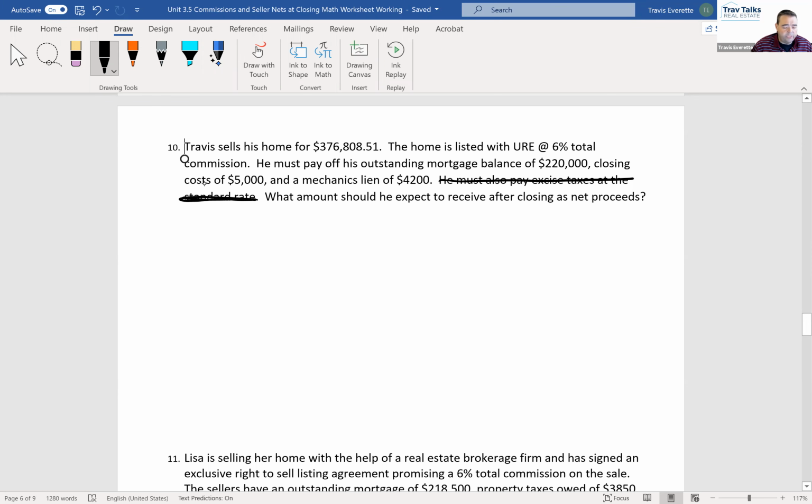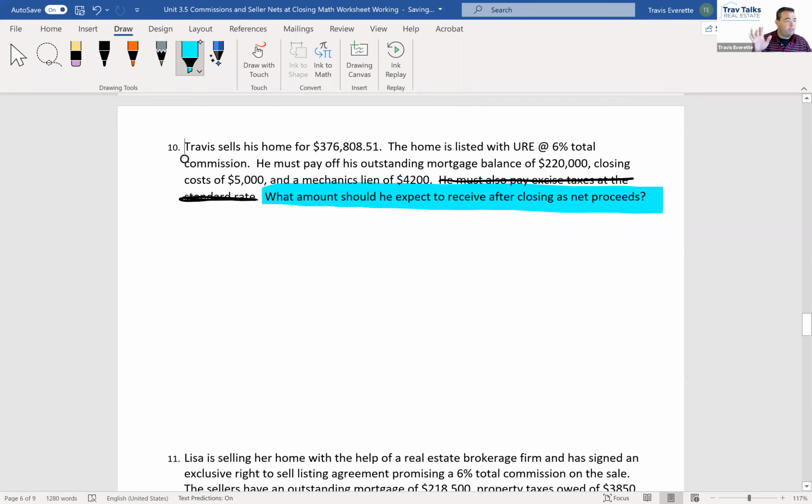Travis sells his home for $376,801.51. The home is listed with URE at a 6% total commission. He must pay off his outstanding mortgage balance of $220,000, closing costs of $5,000, and a mechanics lien of $4,200. What amount should he expect to receive after closing as net proceeds? Okay, what amount should he expect to receive as net proceeds?